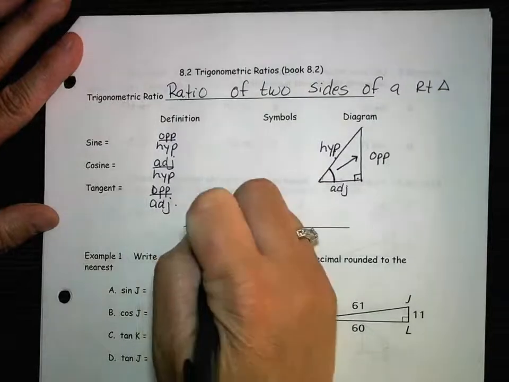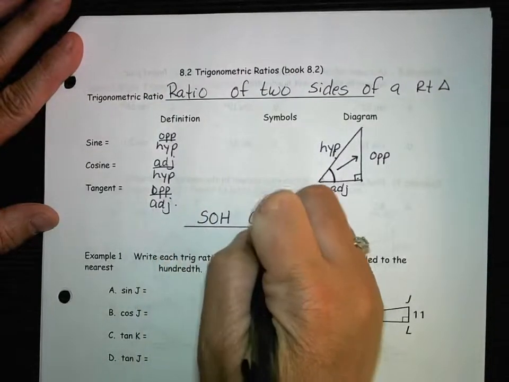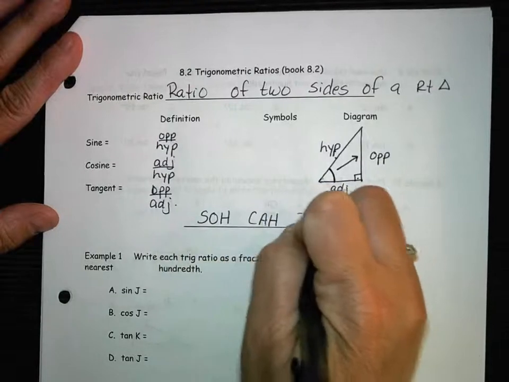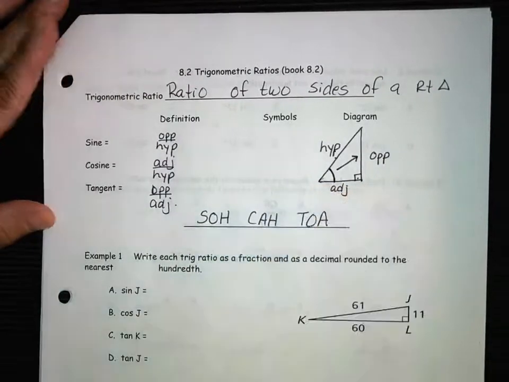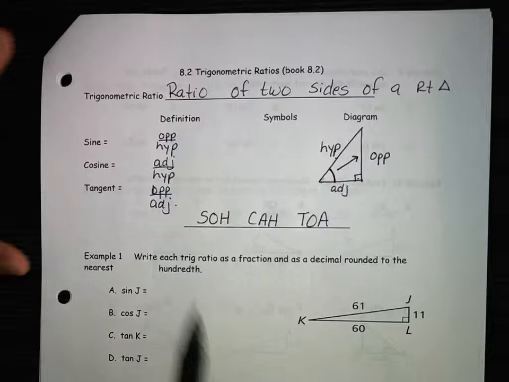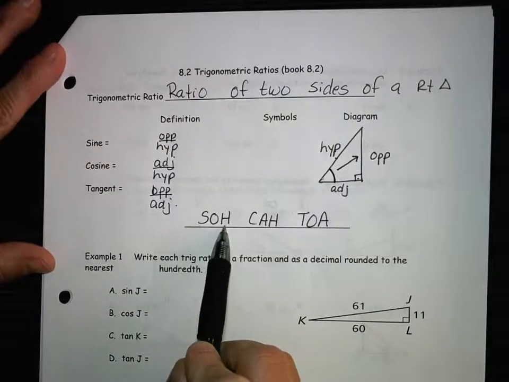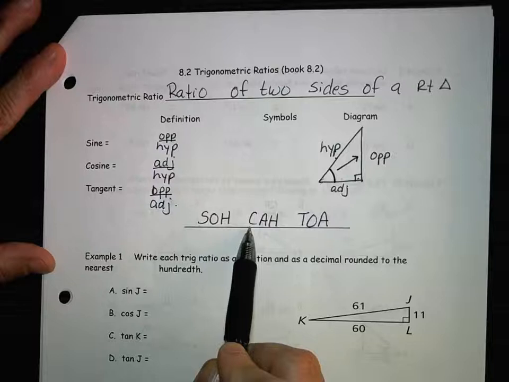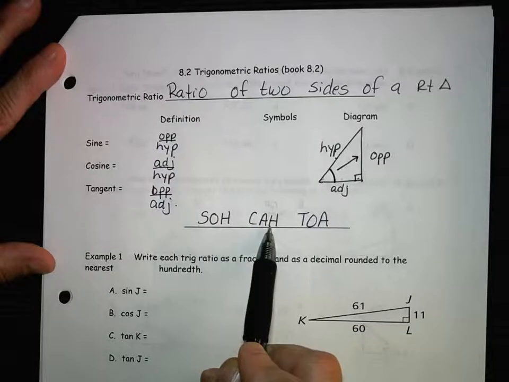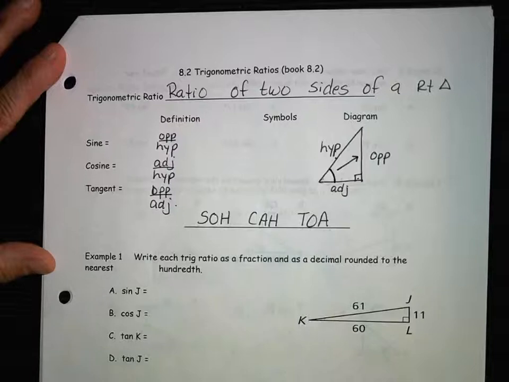And there's a memory trick. It's called SOHCAHTOA. That's a way to help you remember sine, cosine, and tangent. This stands for sine is opposite over hypotenuse, cosine is adjacent over hypotenuse, and tangent is opposite over adjacent.